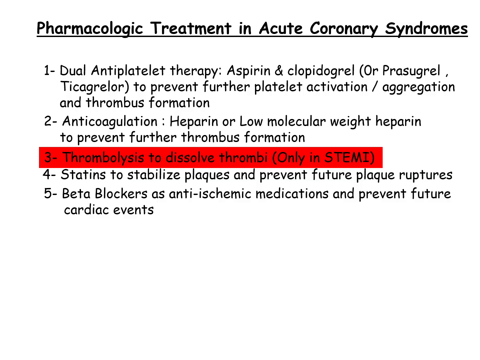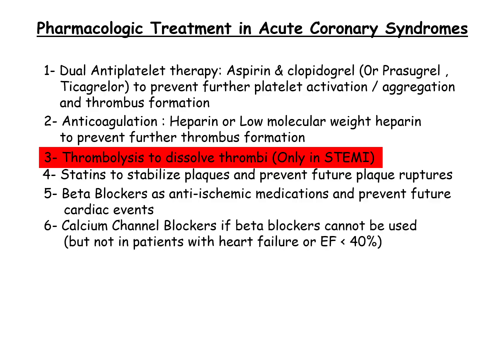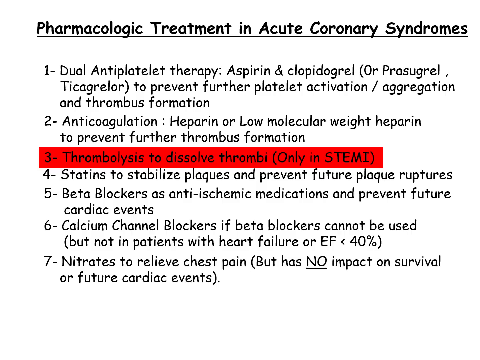Beta blockers are used as anti-ischemic medications, and they also prevent future cardiac events in patients with acute coronary syndromes. Calcium channel blockers are only used if beta blockers cannot be used, but they are contraindicated in patients with heart failure or an ejection fraction less than 40%.